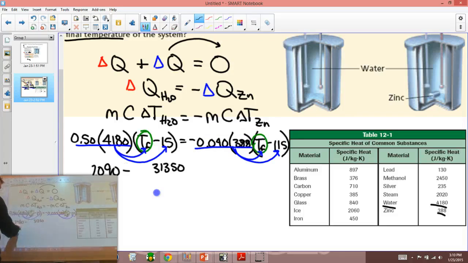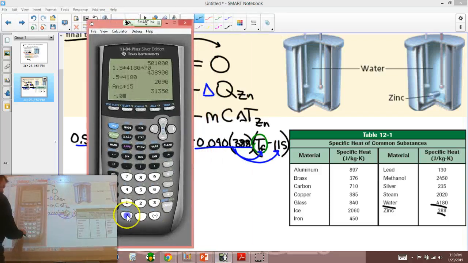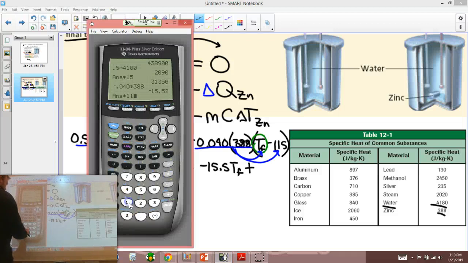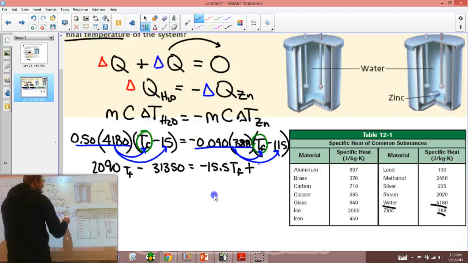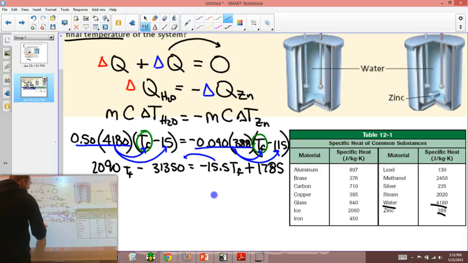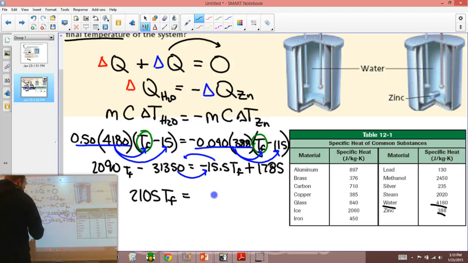Now I can't forget my TF here, my temperature final. Okay, and I'm going to take negative 0.040 times 388. That's going to give me negative 15.5 TF. It's going to be a plus because a negative times a negative is going to be a positive. So I multiply that by 115, and I end up with 1785. Now I'm going to take everything that has the TF in it and put it on this side. So I'm going to move this over here, and I'll move this over here. So I end up with 2105 TF equals 31350 plus 1785.